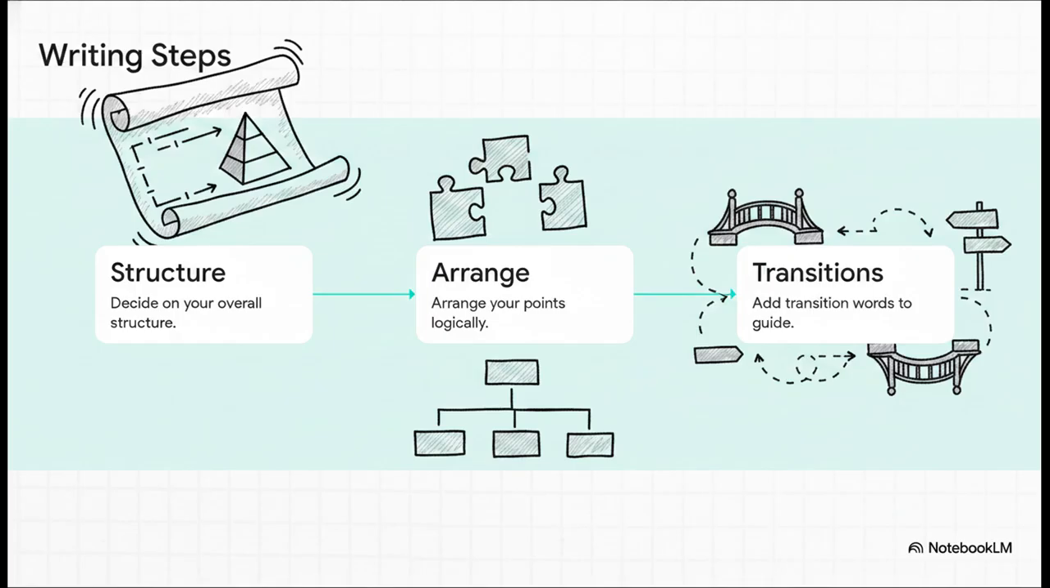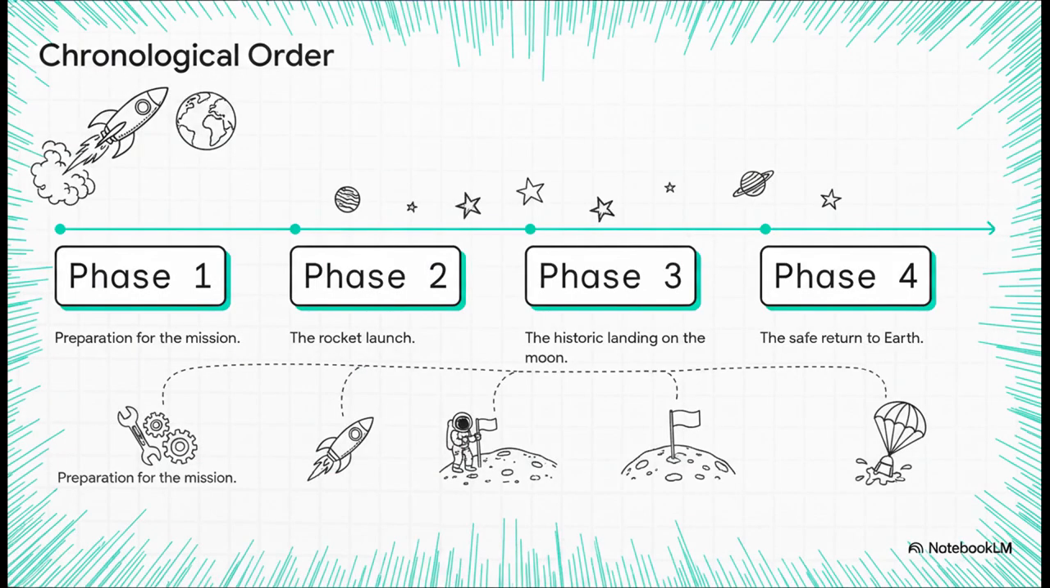Step 2. Arrange your points logically so they actually make sense and flow naturally. And finally, Step 3. Add transitions. We'll talk more about those in a second, but these are essentially the signs that tell your reader exactly where to turn. The absolutely crucial thing here is picking the right structure for your specific topic.